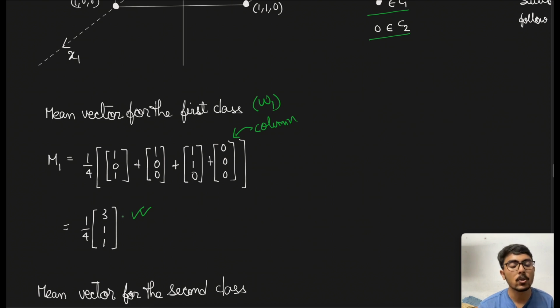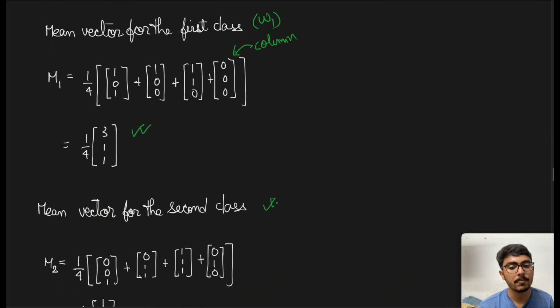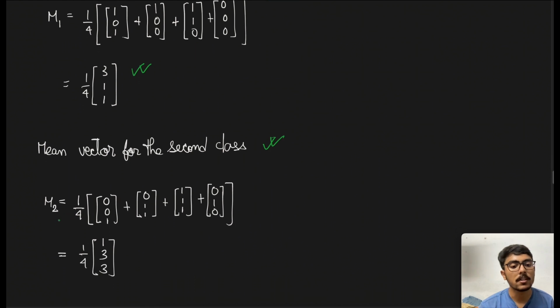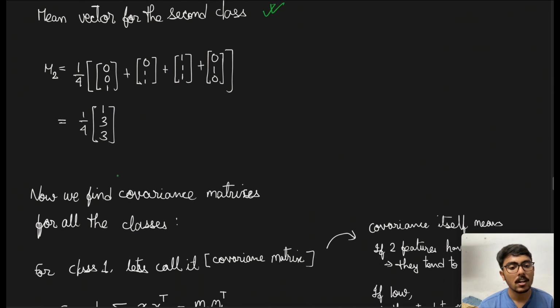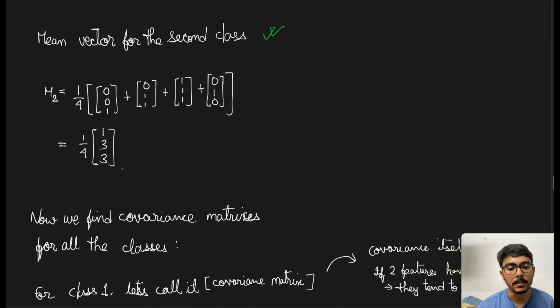Perfect. Now we go to the next class, which is the second class. In that again we will do the mean vector thing, and we will get 1 by 4 times 1, 3 and 3. Now we go to the next part, which is to find the covariance matrix.